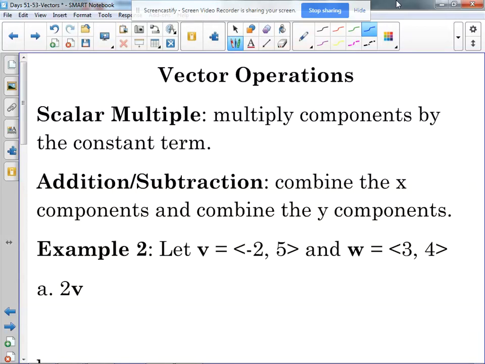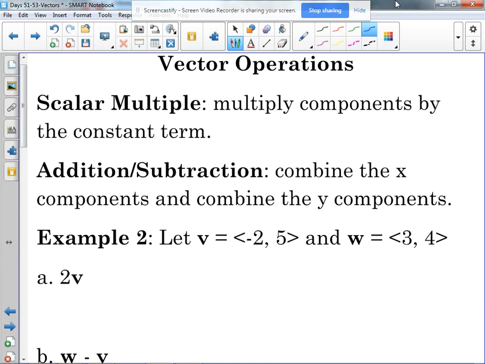So the first thing here is a scalar multiple. We're just going to multiply the components by the constant term that they put in front. We can also add and subtract. When you add and subtract, you combine the x components and you combine the y components as well.